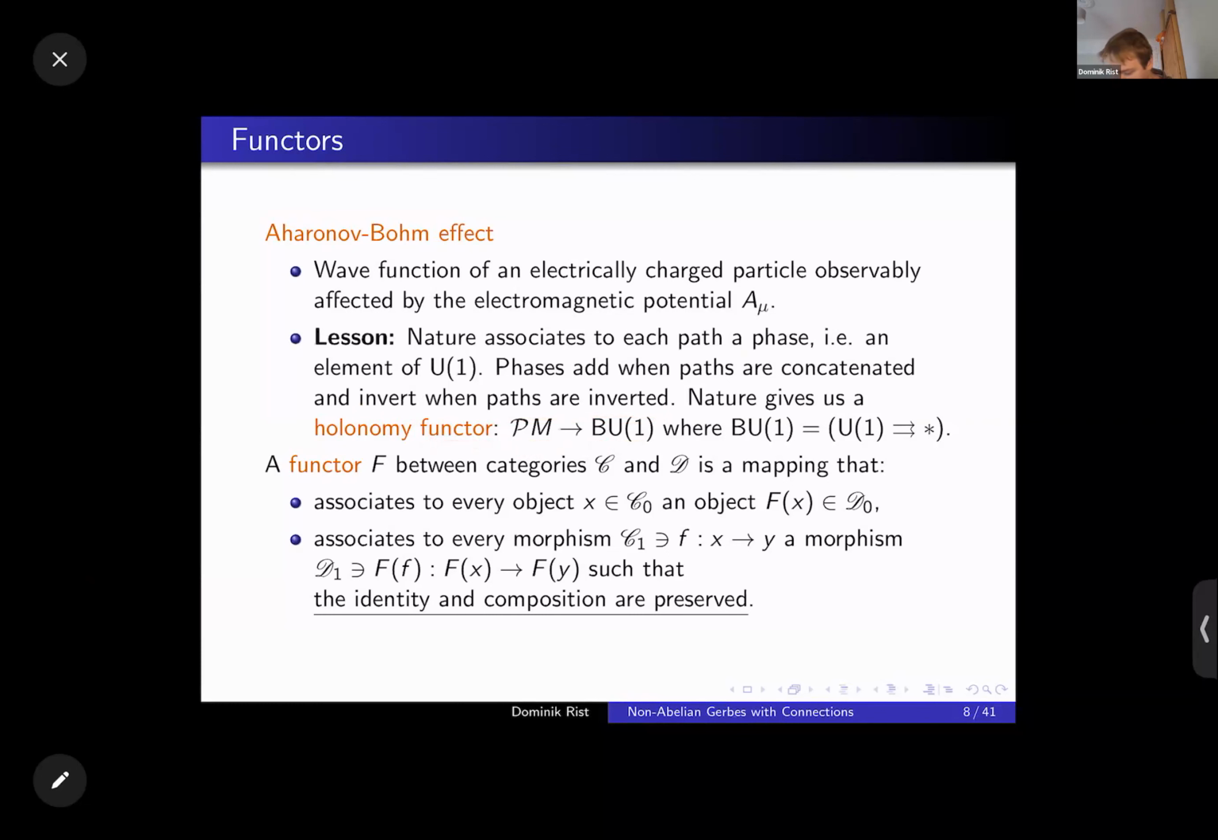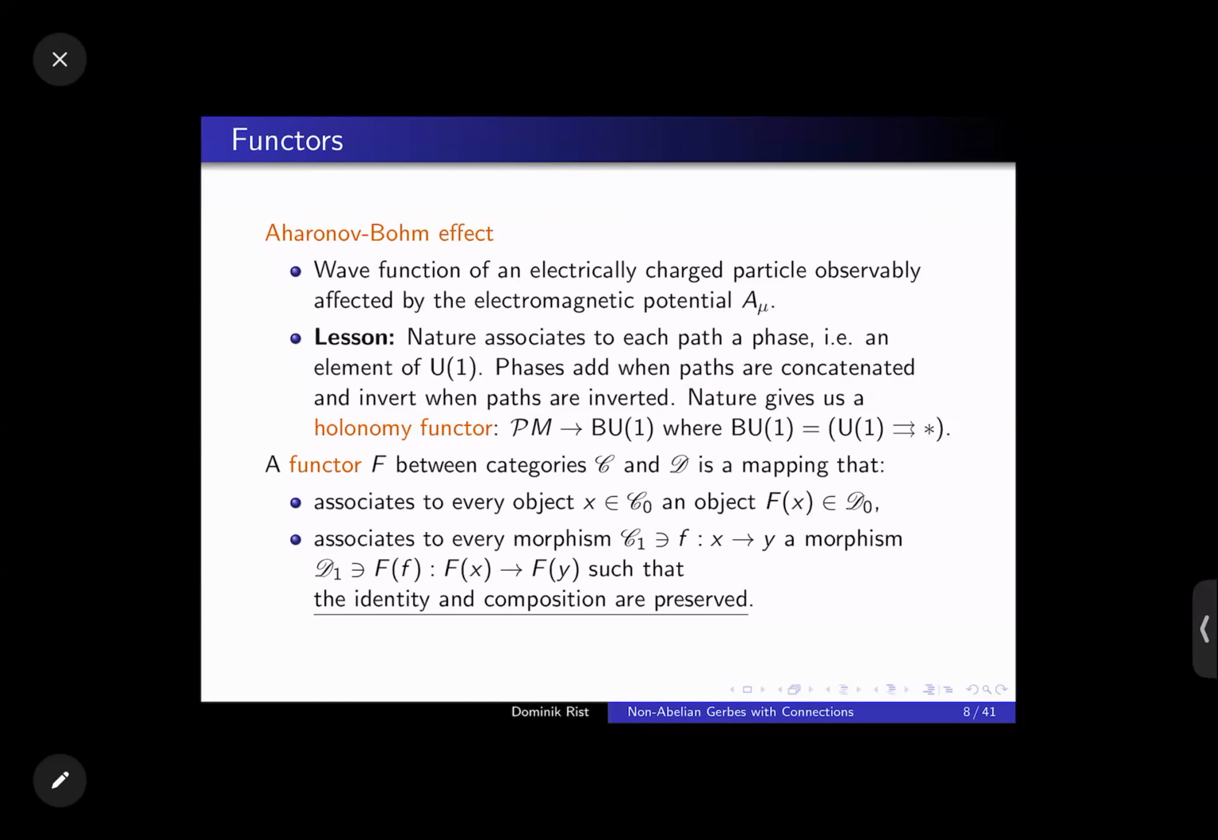So the functor bit, I'll define that now. A functor between categories C and D is a mapping which preserves the structure of the category. First of all, it associates to every object in C an object in D, and it associates to every morphism in C a morphism in D, such that the identity and composition have to be preserved. And this is precisely the statement that phases add when paths are concatenated and invert when paths are inverted, and the identity, the trivial path, the constant path, when you stay at the point, becomes the identity in group U1.